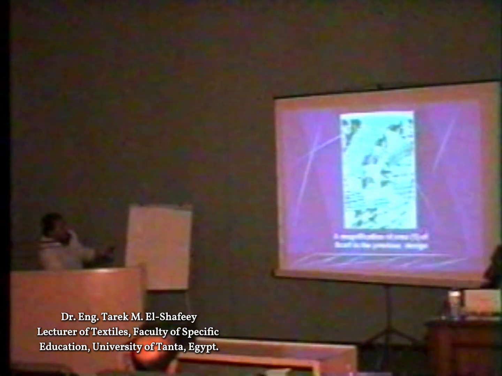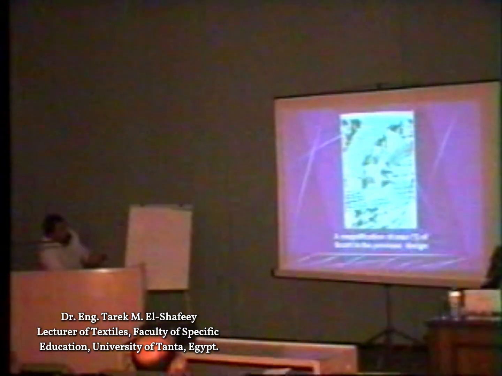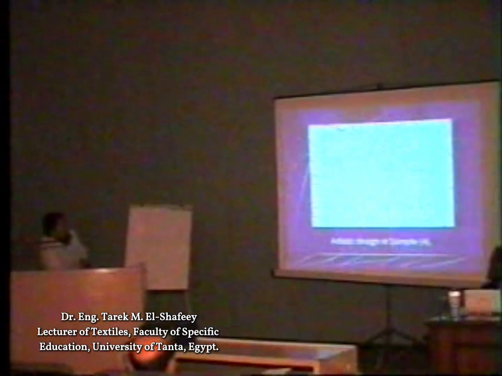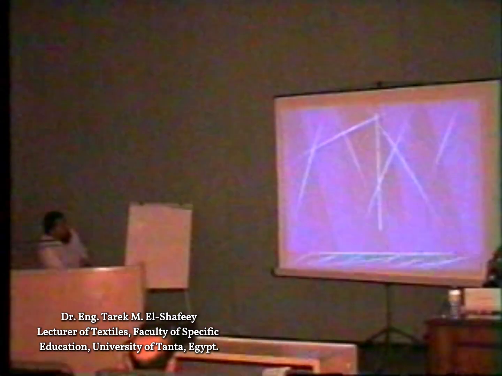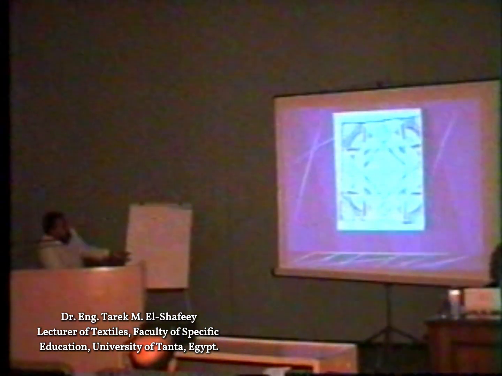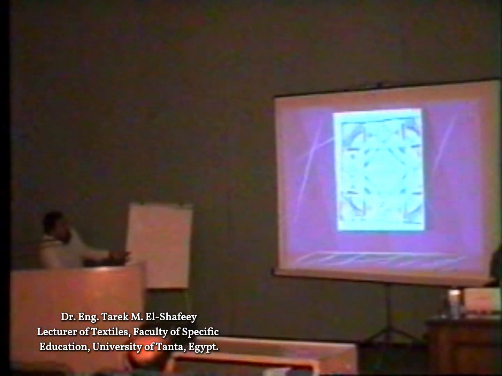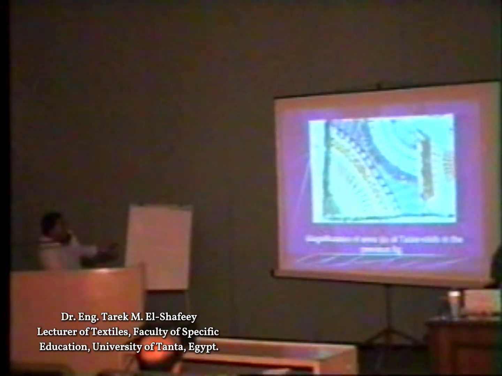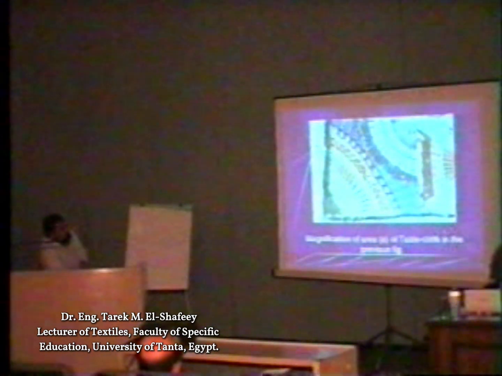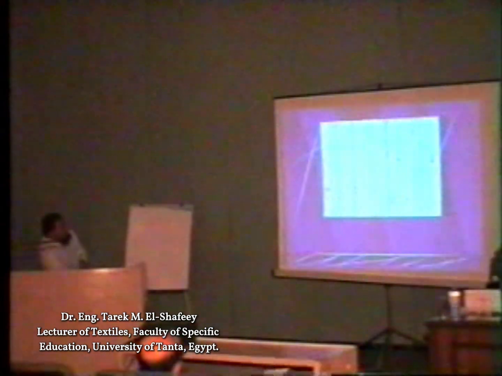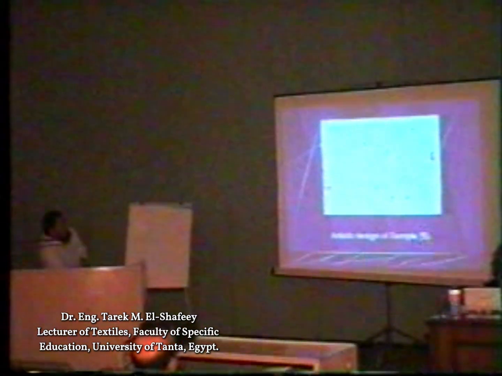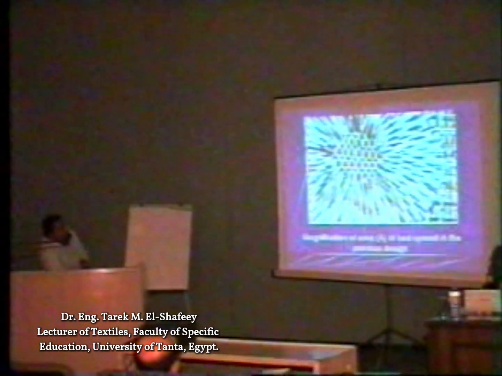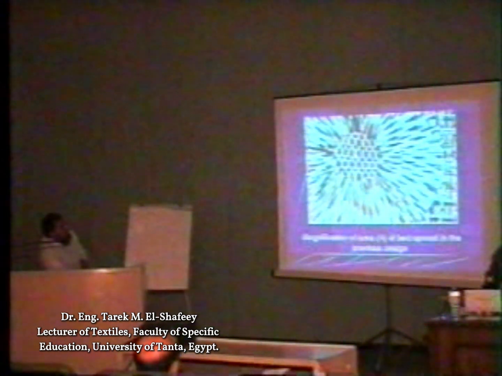This is a magnification of area A of graph in the previous design. Artistic design of sample 4. This A will be magnification now in this photo. Magnification of area A of table cloth in the previous view. This artistic design of sample 5. Magnification of area A of bedspread in the previous design.